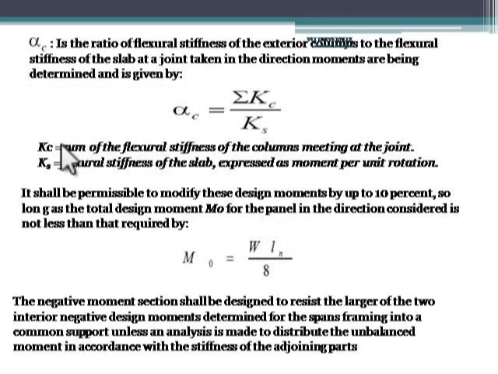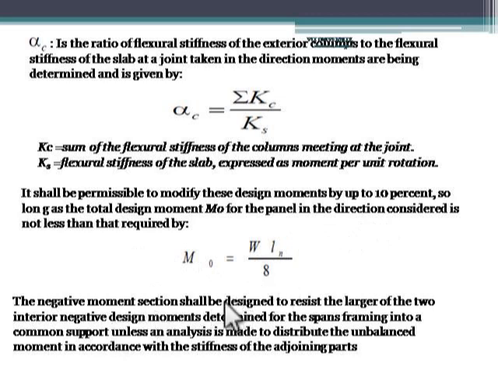where Kc is the sum of the flexural stiffness of the columns meeting at the joint, and Ks is equal to the flexural stiffness of the slab expressed as moment per unit rotation. It shall be permissible to modify these design moments by up to 10%, so long as the total design moment Mo for the panel in the direction considered is not less than required by Mo is equal to W Ln by 8.